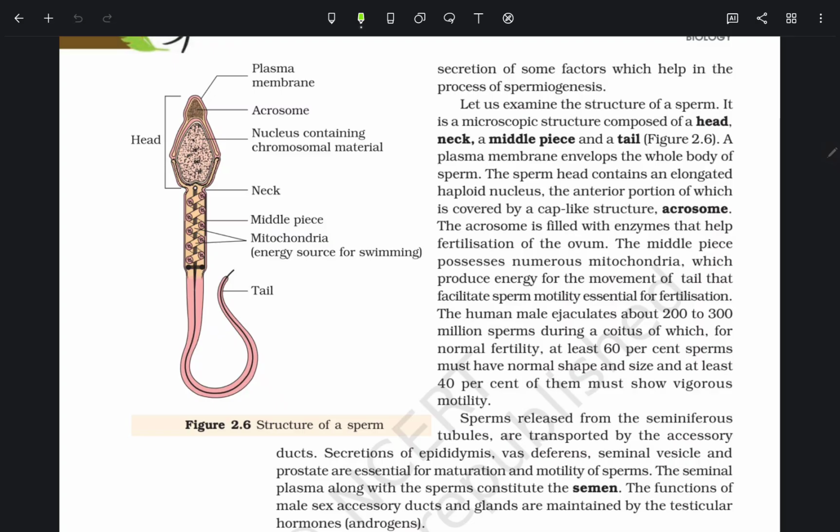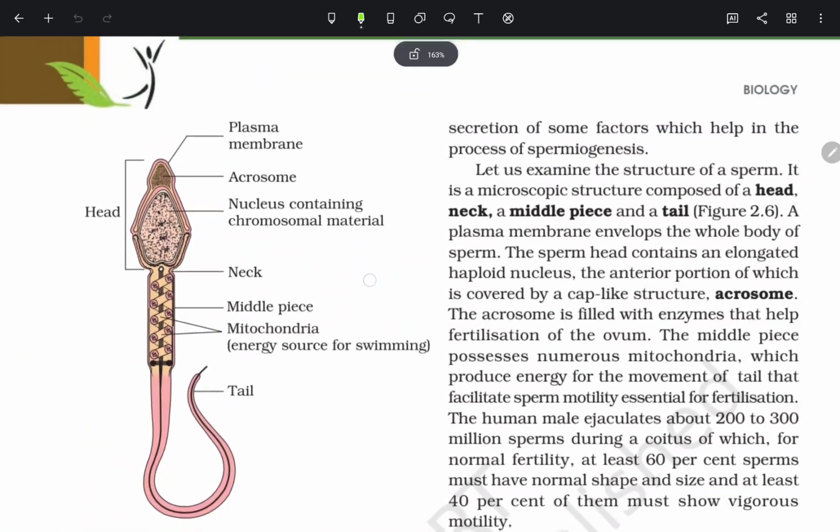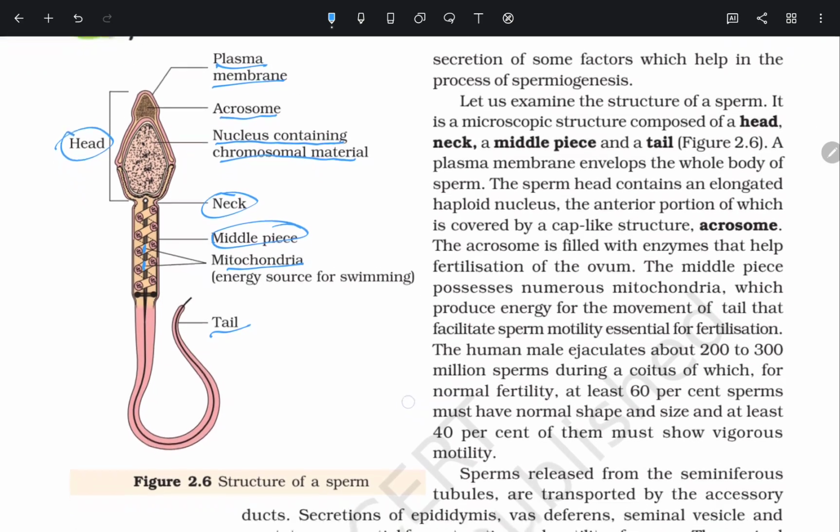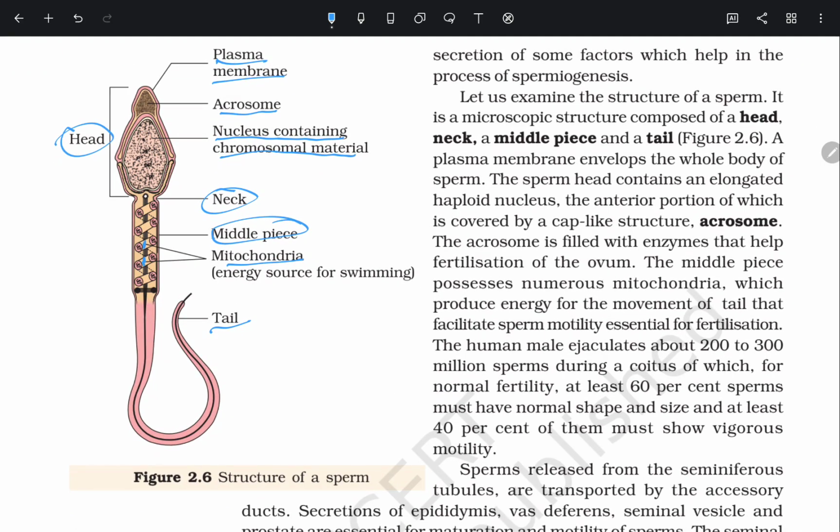Let us examine the structure of sperm. Sperm contain a plasma membrane, acrosome on the tip, a nucleus containing chromosome material in the head, neck, middle piece with mitochondria, and tail. It is a microscopic structure composed of a head, neck, middle piece, and tail.